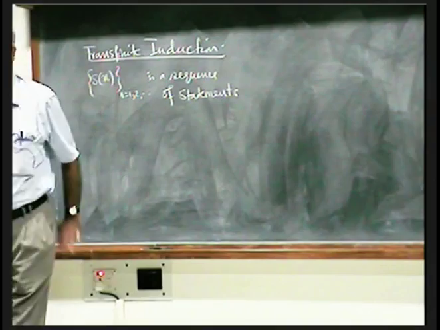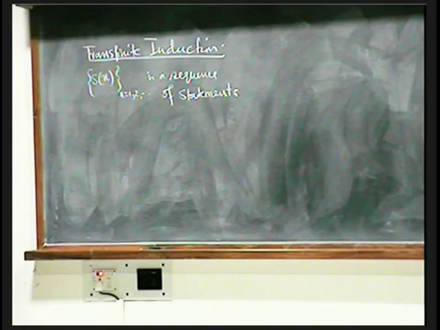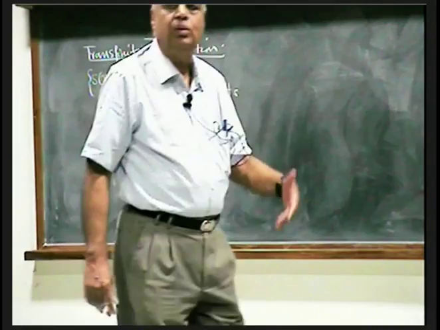I have a sequence of statements, that is, 1 plus 2 plus 3 plus ... plus n is equal to n into n plus 1 by 2. That statement for n equal to 1, n equal to 2, n equal to 3, n equal to 4, that's the sequence of statements. The sum of the first n numbers is equal to n into n plus 1 by 2. Now we want to prove it is valid for n equal to 1, n equal to 2, n equal to 3 and so on and so forth.